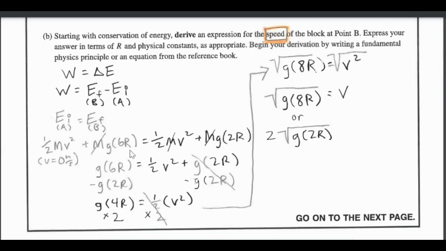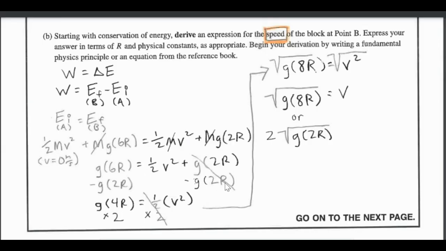Now for our second location, it has a height of 2r. So instead of mg6r, I replace that with a 2r. And we are going to have some kinetic energy, so it's going to be 1/2 mv squared. But one of the masses got dropped anyways because there's an m in every expression here. So it's just 1/2 v squared for now.